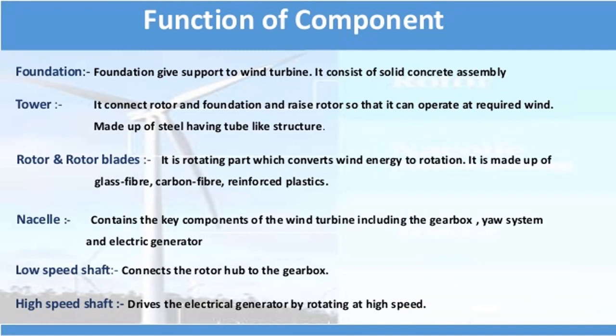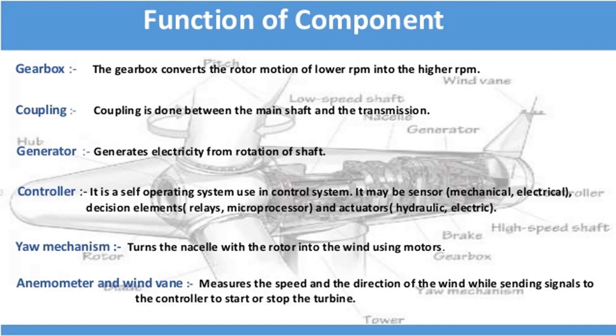Rotor and rotor blades: it is the rotating part which converts wind energy to rotation, and it is made up of glass fiber, carbon fiber, reinforced plastic. The nacelle contains the key components of the wind turbine including gearbox, gear system and electric unit. The low speed shaft connects the rotor hub to the gearbox. The high speed shaft drives the electric generator by rotating at high speed. Gearbox: the gearbox converts the rotor motion of lower RPM into higher RPM.